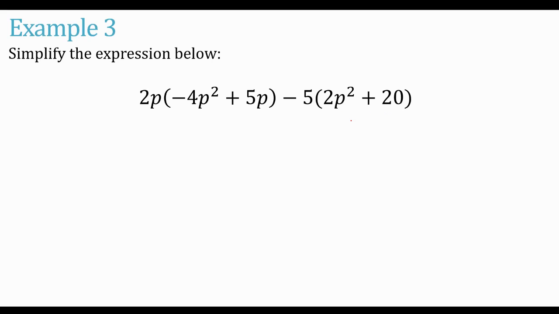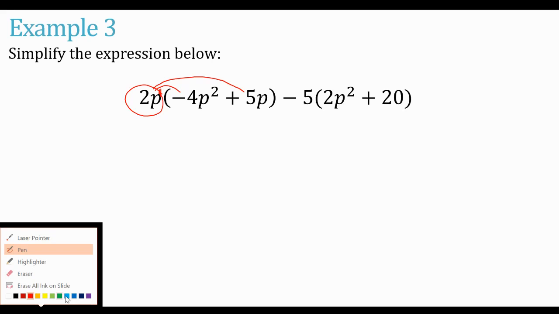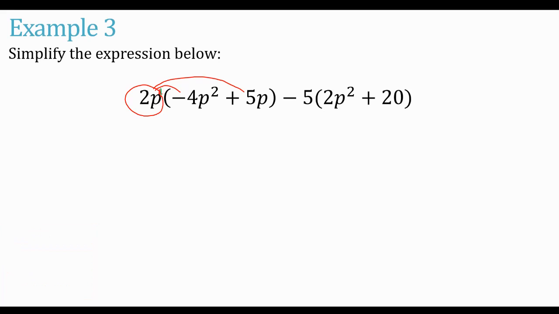So the next thing we would look for is exponents. These exponents we can't evaluate because we don't know what p is. And that brings us to the next step, which is multiplication. So I'm working from left to right. So I'm going to do this multiplication first. And I'm going to just do it step by step. So one distribution at a time. So I'm going to take this 2p and multiply it to -4p squared, and then multiply it to that 5p. So we're going to multiply the numbers in front and add those exponents because they have the same variable.